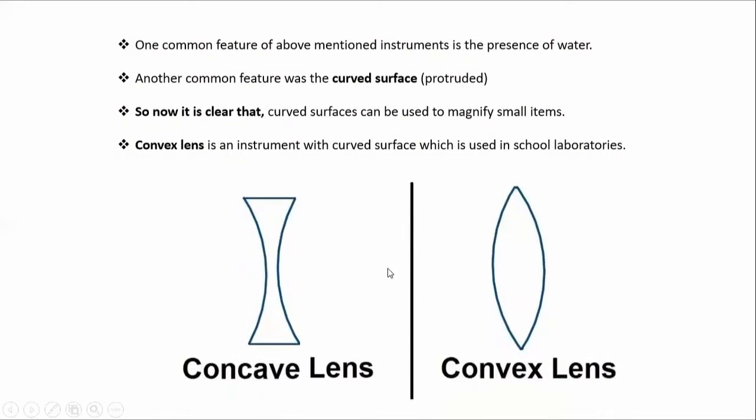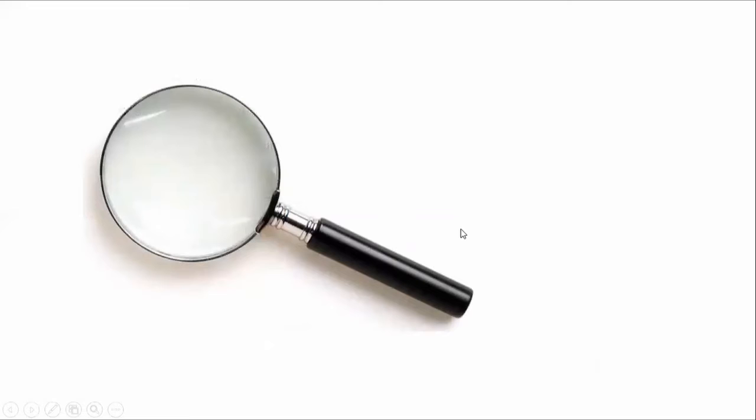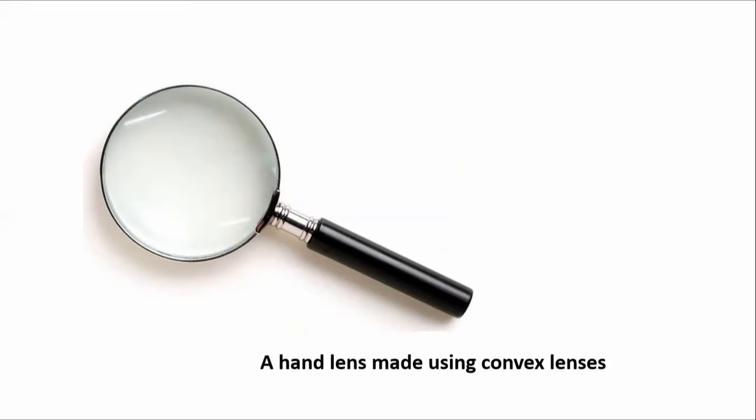So basically here, this is how a convex lens looks. The first one is a concave lens, just for you to know about it. And the second one is a convex lens. As you can see, it has curved surfaces. All right. So what is this? This is a hand lens made using a convex lens. So you can find hand lenses in your school laboratories, and many of us even have hand lenses at our houses, right? So let's move on.